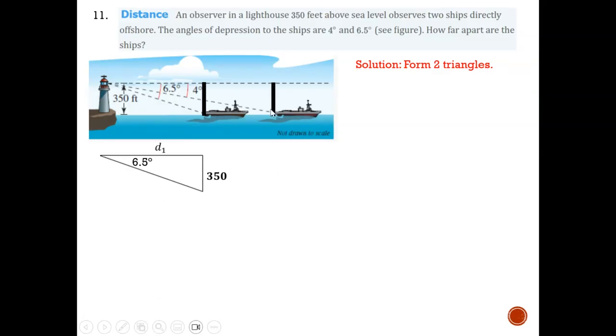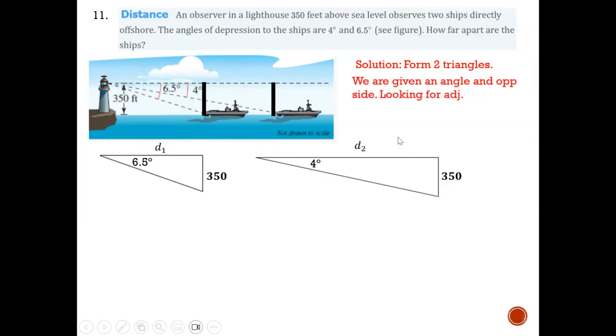In a similar manner, we're going to find the distance between the observer and the lighthouse to the second ship. So for this one, I'm going to get this triangle and put it outside here. Again, this is 350, but the angle, instead of being 6.5, will be 4 degrees. And this will be distance 2. So we are given the angle and the opposite side, looking for the adjacent. So we're going to use a tangent, because tangent is opposite over adjacent. So tangent of 6.5 equals 350 over d1.